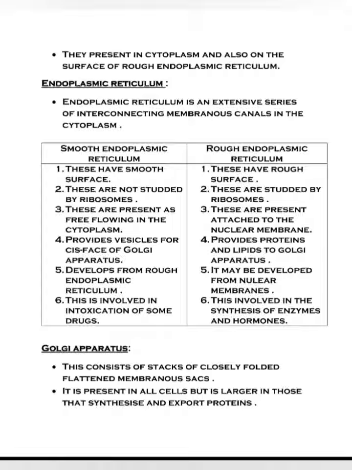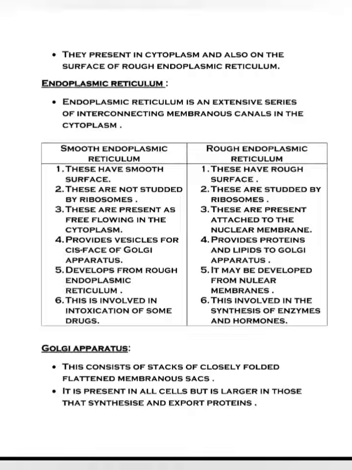Smooth endoplasmic reticulum has smooth surfaces. They are not studded by ribosomes. They are present as freely flowing in the cytoplasm. They provide vesicles for the cis phase of the Golgi apparatus. It develops from the rough endoplasmic reticulum. These are involved in detoxification of some drugs.